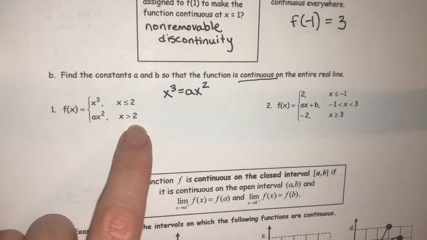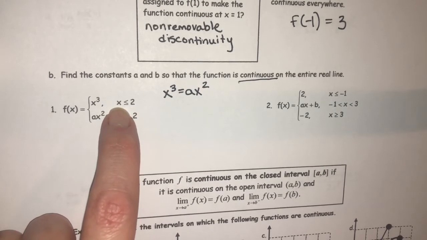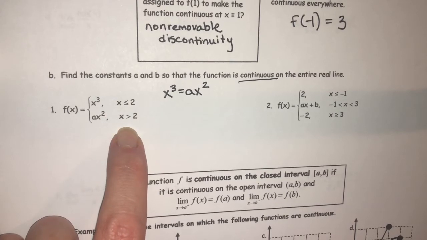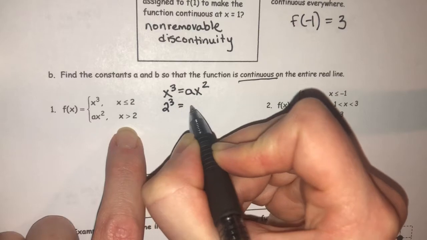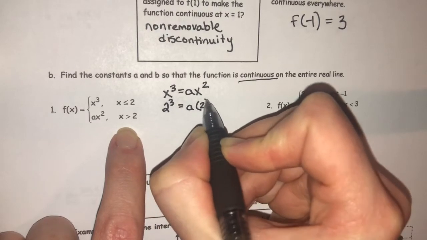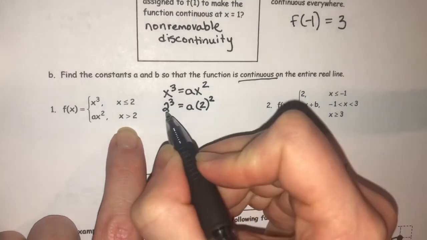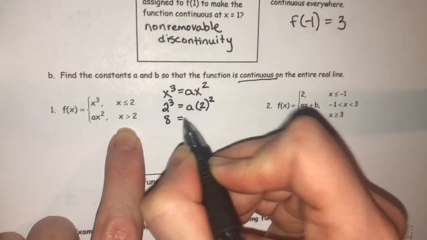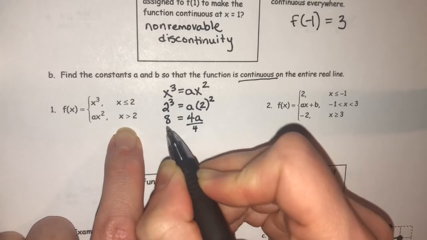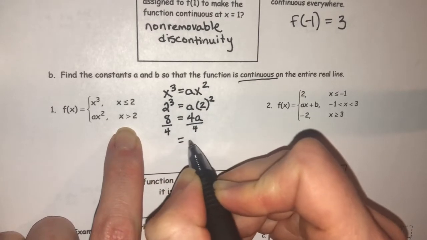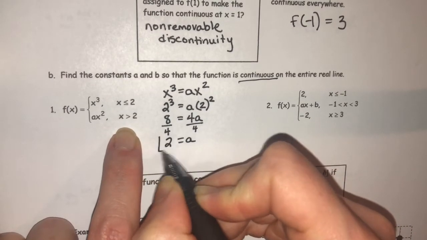When x is 2, because that's when I switch from this piece of the graph to this piece of the graph. So I'm going to substitute a 2 in for the x's and solve for a. So 2 cubed is 8, 2 squared is 4, so 4a. Divide by 4 to get the a by itself. A is equal to 2.